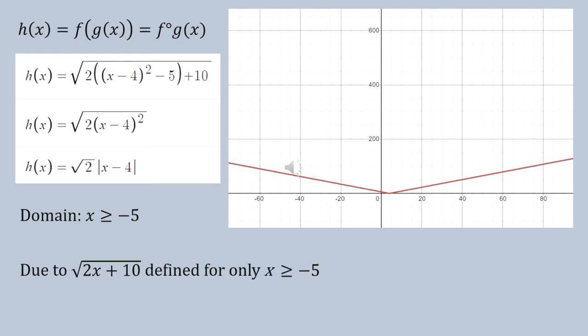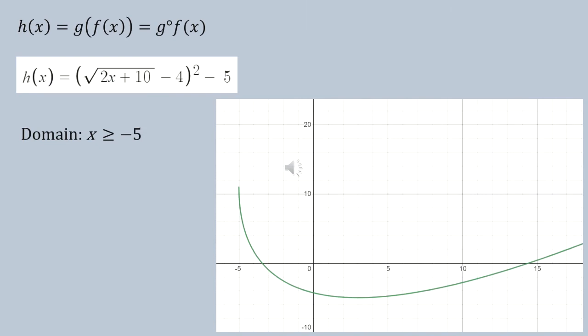So because we started officially with the square root of 2x plus 10 as one of our functions, the domain of this composed function should really just be x greater than or equal to negative 5. We should not assume that you can plug in values less than negative 5.